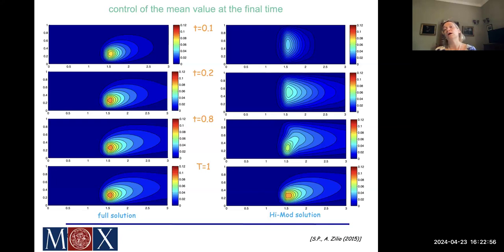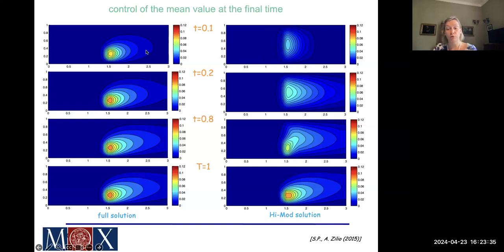So essentially, this test case tells us that since we are interested not in controlling the norm of the solution for the whole time window, but in monitoring the mean value of the solution only at the final time, it is important that the reduced solution becomes closer to the full solution only during the last part of the time window. And this is the reason why during the first times the HiMod approximation is very far. Very likely here we will employ very few modes because we are describing something which is definitely simpler with respect to the full approximation.